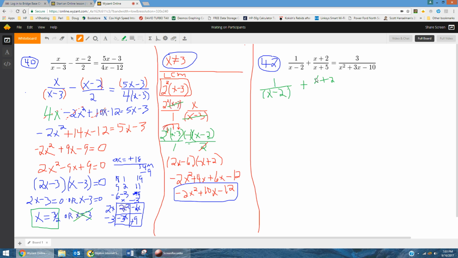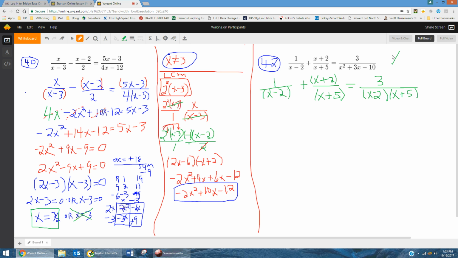I'm going to put all these binomials in parentheses to emphasize the fact that they are the factors. And my guess is that this trinomial factors as x minus 2 times x plus 5. And for sure it does. I get the plus 3x in the middle.